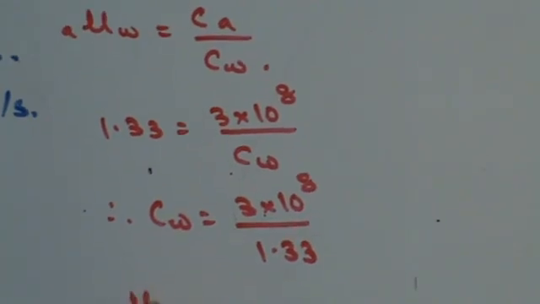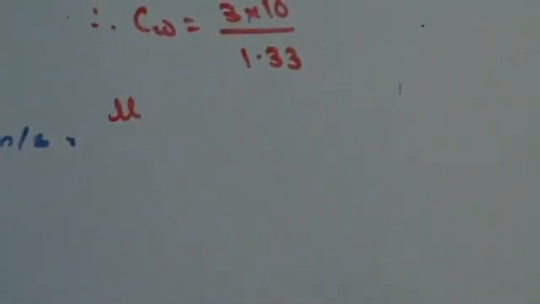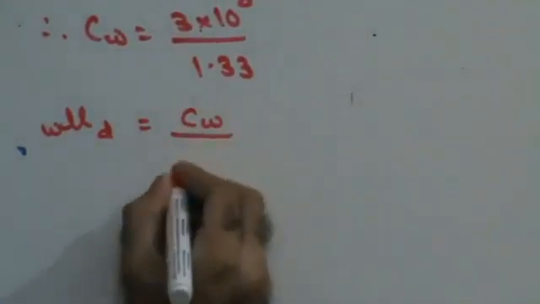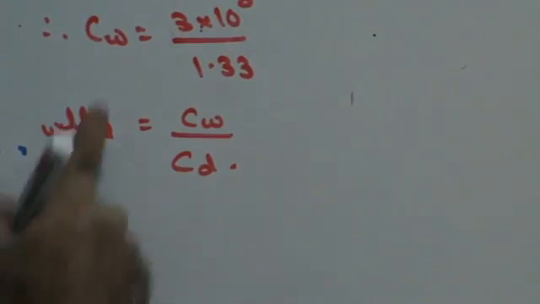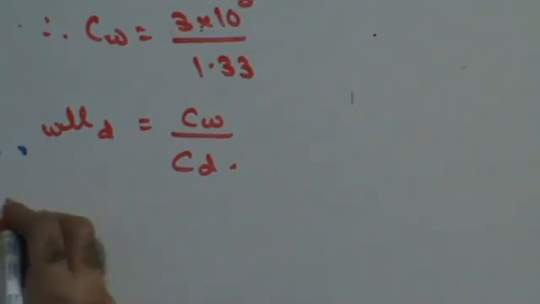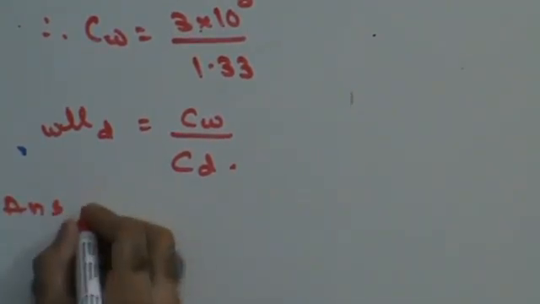What have they asked me to find out? Refractive index of diamond with respect to water is velocity in water upon velocity in diamond. Velocity in diamond is given to me, and the velocity in water I have found out, so I should be able to get this answer. The answer for this sum should be 1.805.